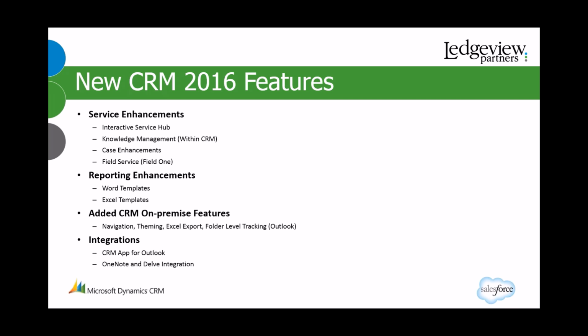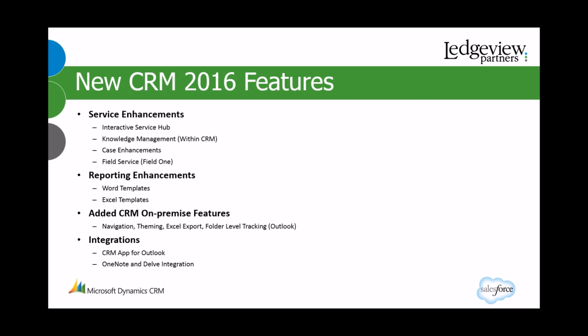Going through the different features that current online users are seeing, but on-premise users are not seeing when they upgrade to 2015: new navigation, the ability to do theming, how you export Excel from CRM is modified now, and then folder level tracking. Again, these are all features that CRM Online users currently have, but they weren't available for CRM on-premise until this 2016 release.